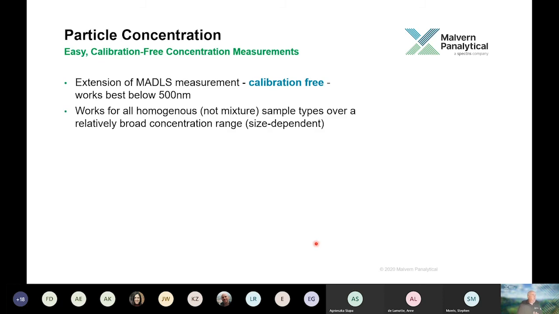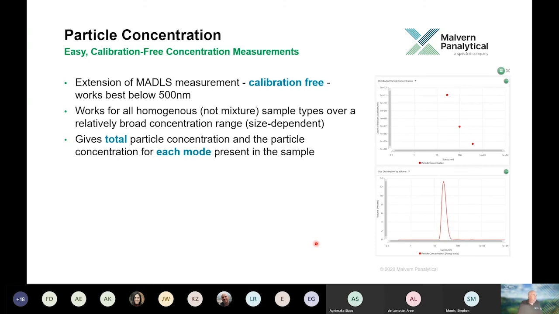So it works for all homogeneous sample types, i.e. not mixtures, but all the particles are the same. And it works over a relatively broad concentration range, which is size dependent, as you'll see in one of the slides. So what do we get from this measurement? We get the total particle concentration and also the concentration of each mode present in the sample.